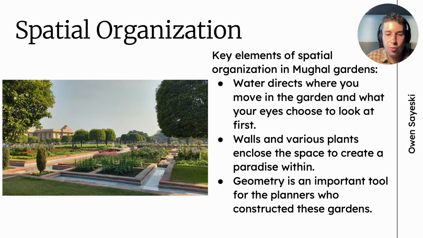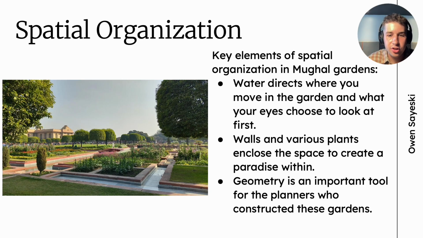The next element is walls and various plants that enclose the space to create a paradise within. With these Mughal pleasure gardens, they're supposed to mimic a paradise, and the outside world is not that. It's chaos, it's ugly, and by building these walls and having these plants enclose the space, you create an introverted experience, but you're able to control the experience that you have within the garden.